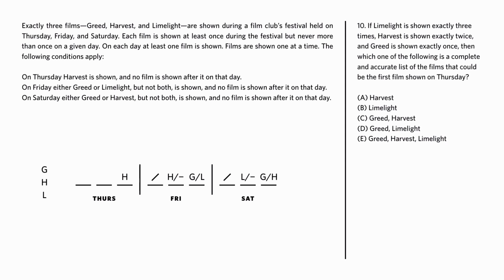Here's question 10. If L is shown 3 times, it must be shown in the last position on Friday, the first position on Saturday, and at some point on Thursday. If H is shown twice, it can be shown on either Friday or Saturday, but not both, since we know it must be shown on Thursday. If G is shown exactly once, it must be shown on Thursday or Saturday, because L is now the last on Friday. So with all that said, we have L and G as options for the first film on Thursday, and so D is the correct answer.